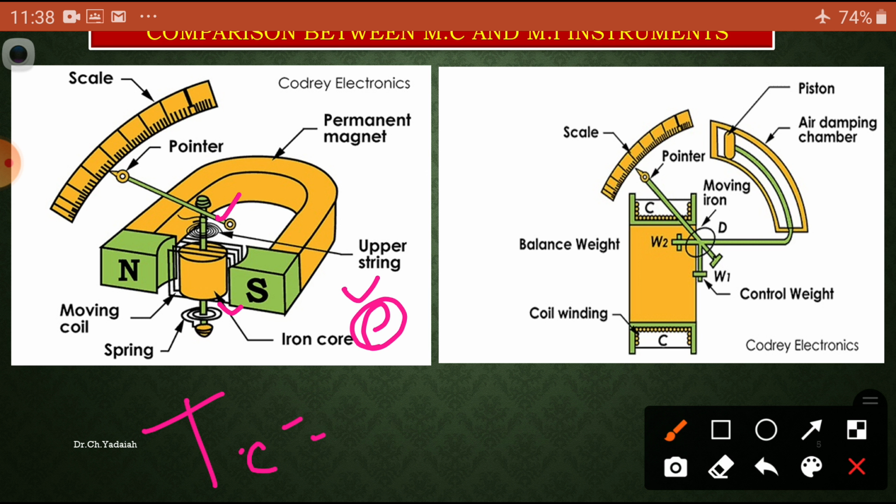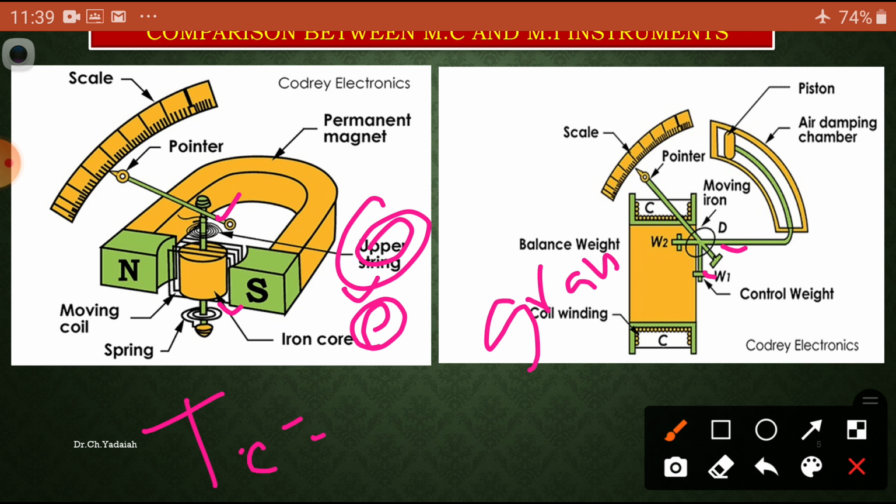Whereas in this case we use gravity control. You can see the weight added to the spindle. So here is gravity control and here is the spring. Phosphor bronze hair springs are generally used on both sides of the coil, whereas gravity control is used in moving iron instruments. There is a fourth aspect.